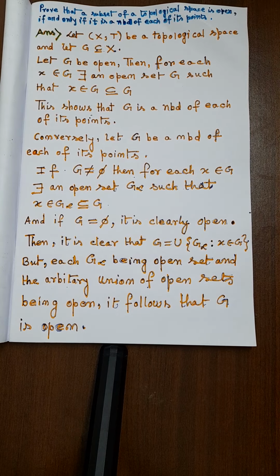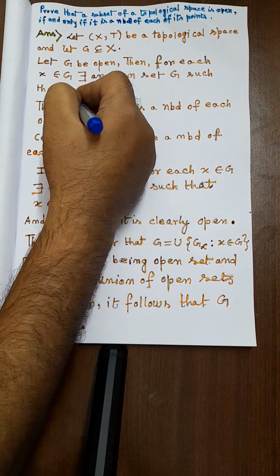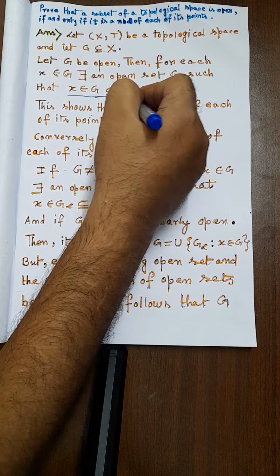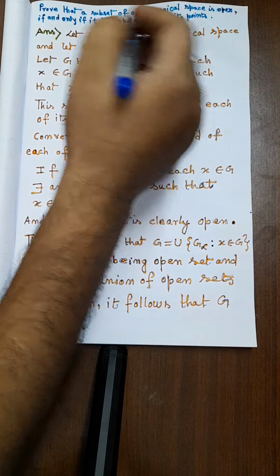Let G be a subset of Y. Let G be open. Then for each x belongs to G, there exists an open set G such that x belongs to G is an open set, a subset of G. Okay, again I am going through.